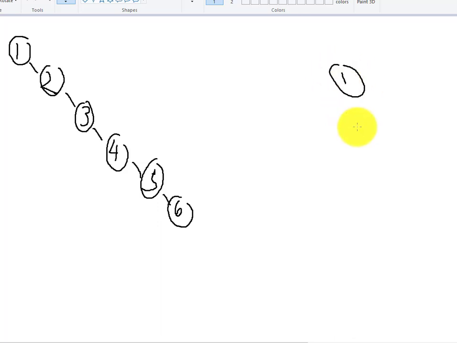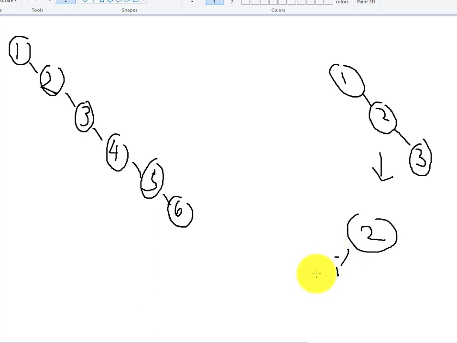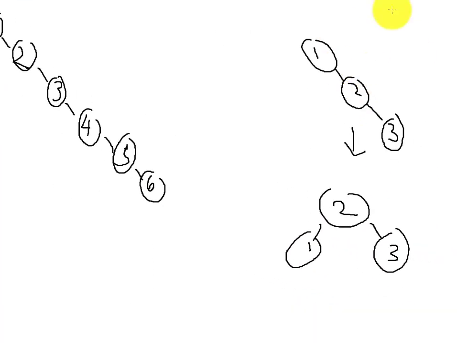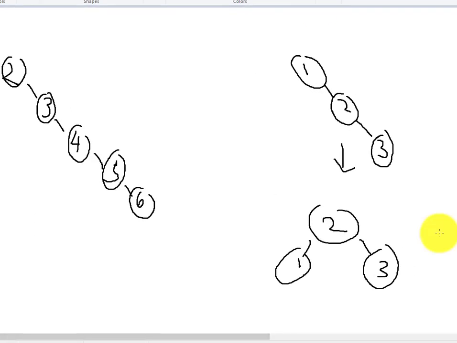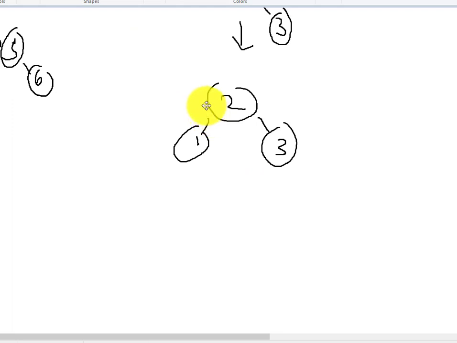So 1, that's height balanced, that's fine. Then we insert 2, that's height balanced too. Then we insert 3, and here's the pattern, I need to restructure. So I'm going to get 2, 1, 3. Now I'm inserting 4. 4 comes here.